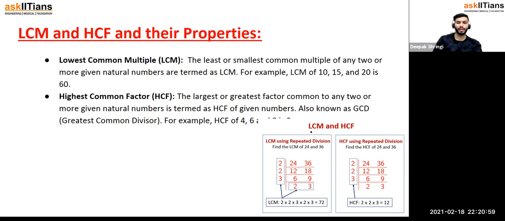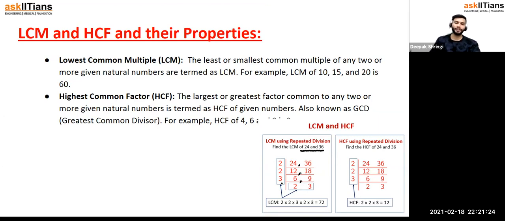Okay, look, the repeated division method is what we are going to use. For example, you need to find the LCM of 24 and 36. So what will you do? 24 and 36, both of them are divisible by 2. Divide them by 2, and we are doing it simultaneously. 24 divided by 2 is 12, 36 divided by 2 is 18, right? Then 12 and 18, both are divisible by 2. So 12 divided by 2 is 6, 18 divided by 2 is 9.